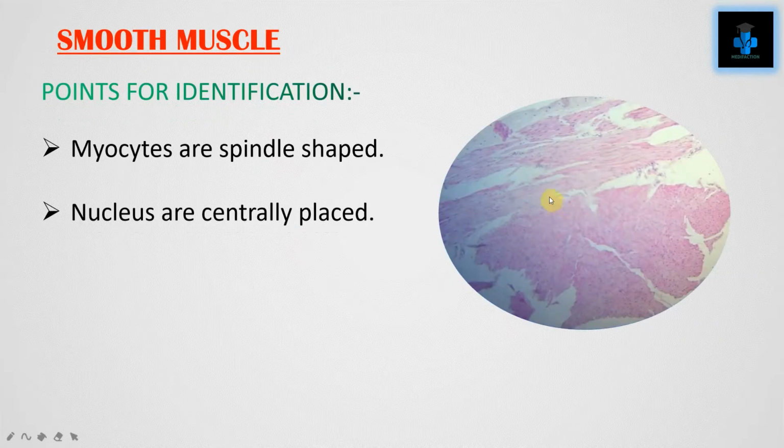Smooth muscle. Unlike skeletal muscle, the myocytes of smooth muscles will be spindle-shaped and also the nuclei are centrally placed.